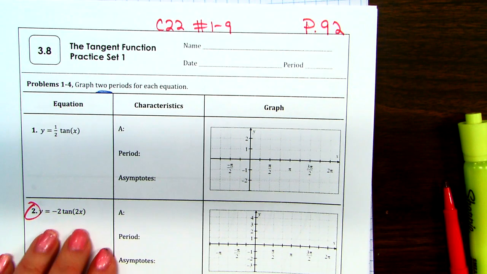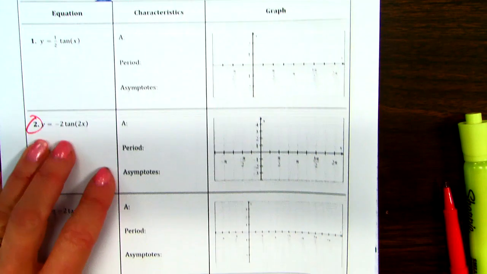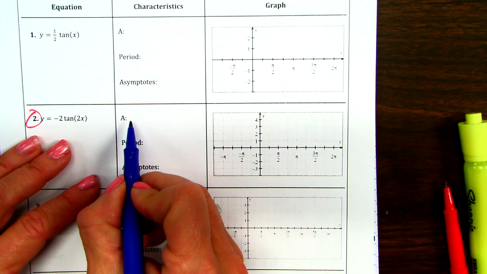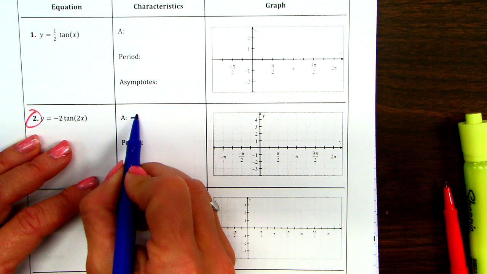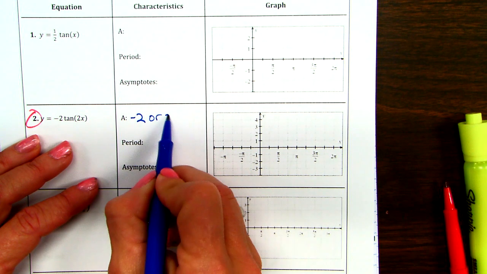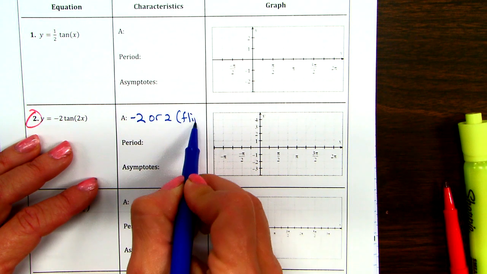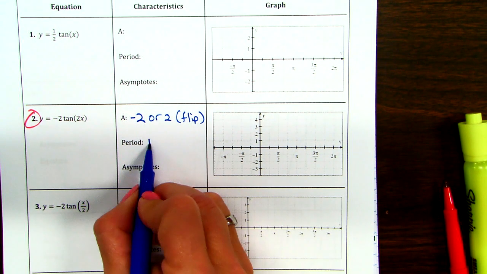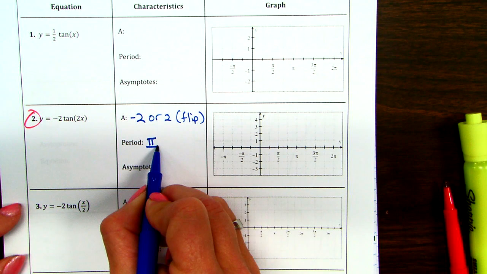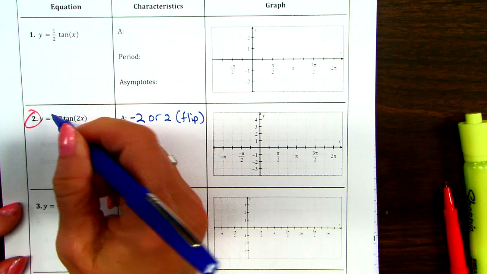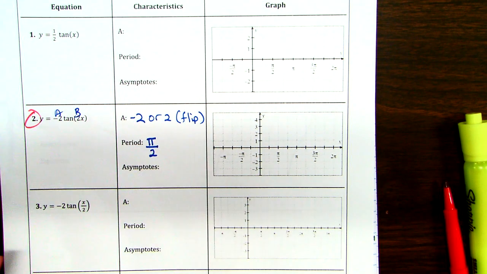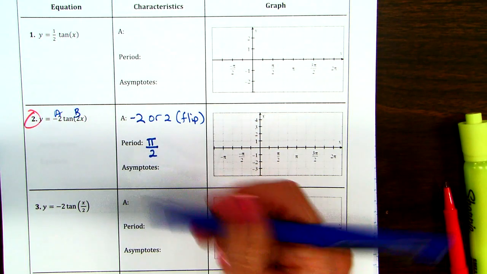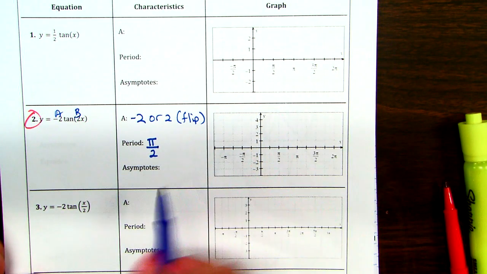All right, let's pull information off of this and then graph it. So A would be 2 or negative 2, however you want to write it, or 2 with a flip. Then the period is pi divided by B. Here's our A, there's our B, and there's no simplifying here. So pi over 2. Asymptotes are next.